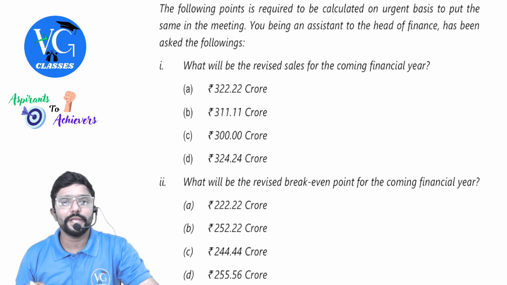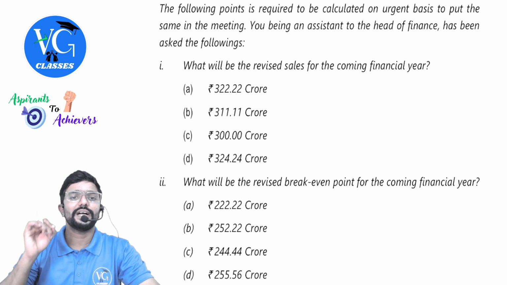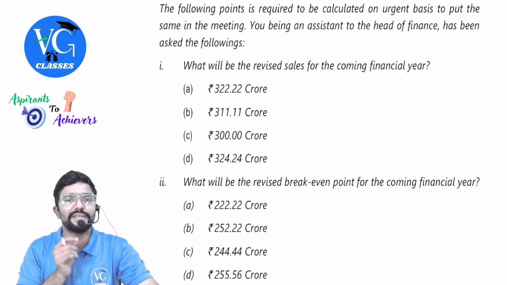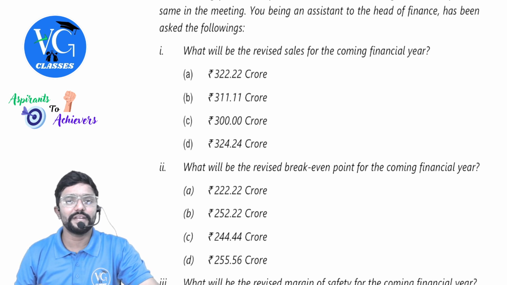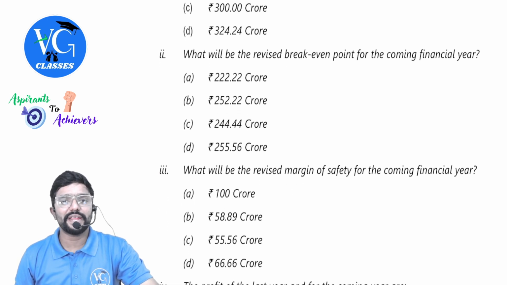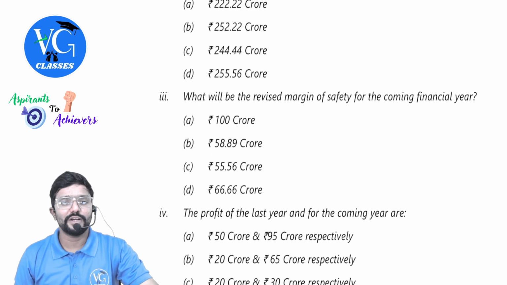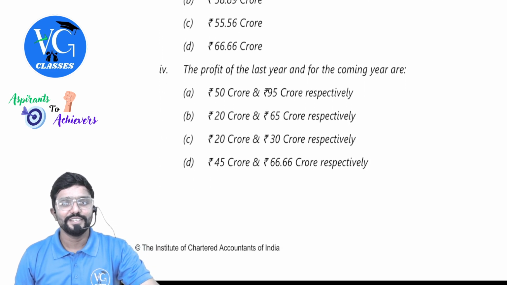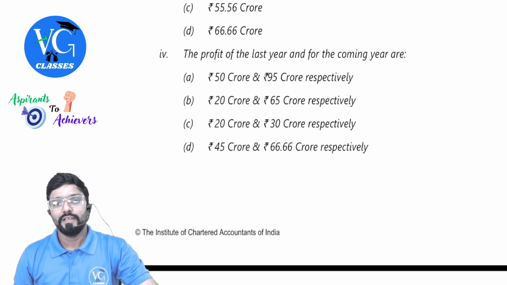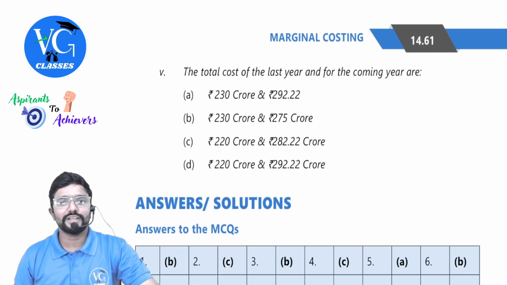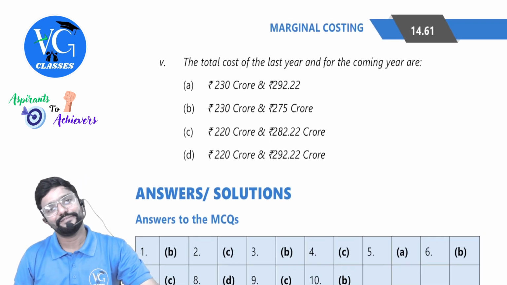Okay. The following points are required to be calculated on an urgent basis to put the same in the meeting. You, being an assistant to the head of finance, have been asked the following. What will be the revised sales for the coming financial year? What will be the revised break-even point? What will be the revised margin of safety? Everything revised. The profit of last year and for the coming year. The total cost of the last year and for the coming year.